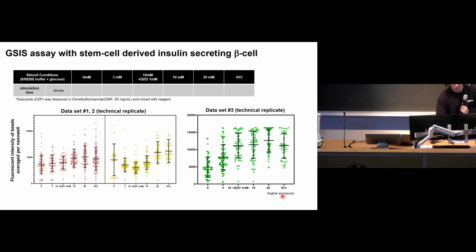Here, those 3 data sets are technical replicates, and even though there are some confusing results in the 0 millimole glucose concentration, the thing is, we can see the difference between low glucose level and high glucose level here and here. KCl is used as positive control.